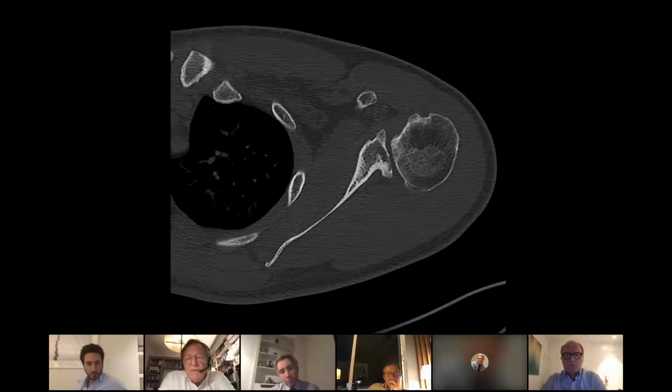I would think about the posterior open wedge osteotomy, because you can really reconstruct the version, and you can even reconstruct the posterior bony defect of the posterior Bankart fracture.